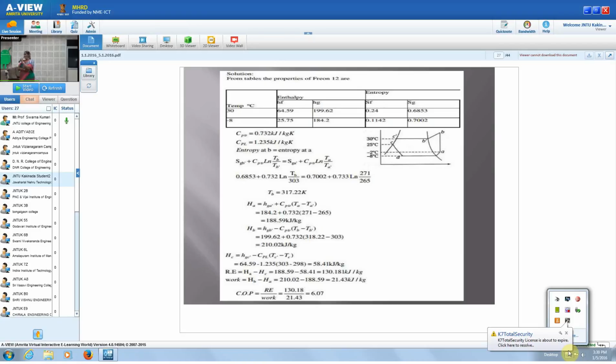So after finding all the 4 enthalpies, find out the work input, find out the refrigeration effect produced. So with that, find out coefficient of performance. So coefficient of performance is 6.07. Okay. So after finding the coefficient of performance, go to the next.